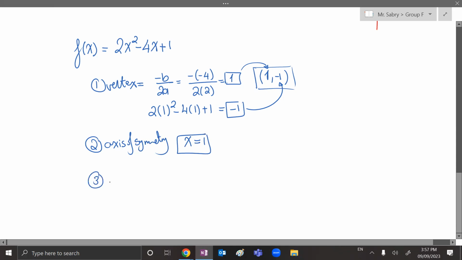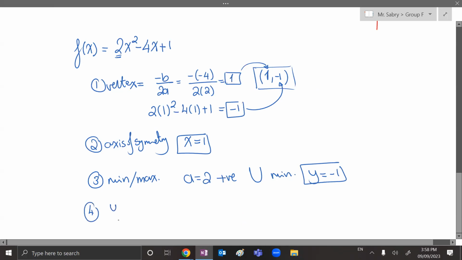The third thing is whether it's minimum or maximum. It's minimum because the graph is concaved upwards. Because the a as well is positive, so this is minimum. So because a is 2, which means a is positive, then the graph looks up, then it's minimum. And I'll write that it's y equals -1. This is there. I identified the key feature. What else? What's the fourth? The y-intercept. The y-intercept is at 1.